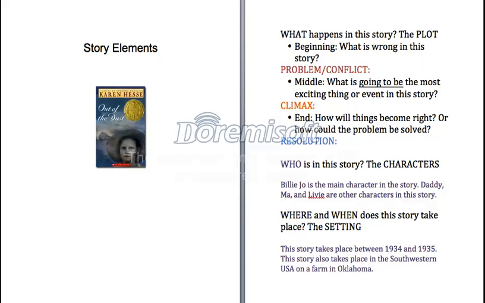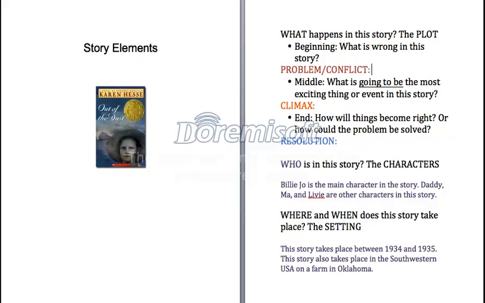Now let's move on to the more complicated part of answering questions or story elements about a story, which is called the plot. What happens in this story? So we've only really read the beginning of this story so far, so we're not really going to be able to fill this out as completely as we could if we had finished the book. But we can still figure out what happens in the beginning, and therefore, what is the problem or conflict in the story. So we know that the story takes place during the Dust Bowl, and that the Dust Bowl causes a lot of problems for Billy Joe's family.